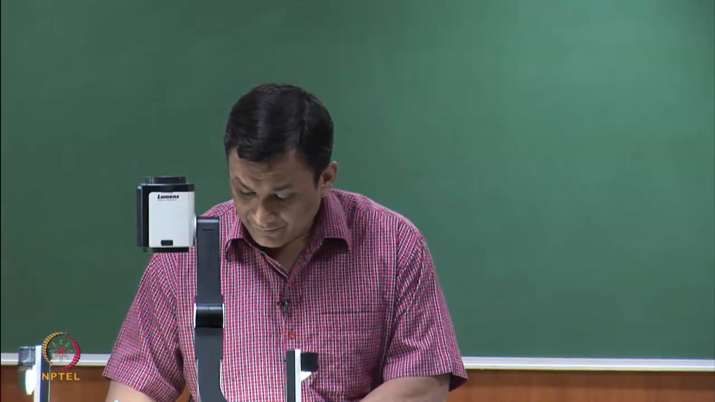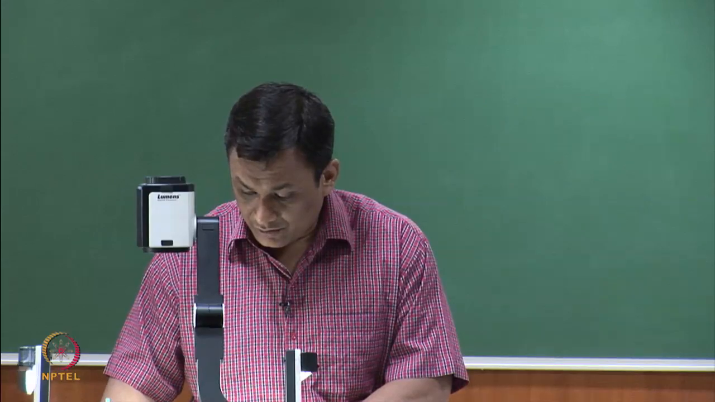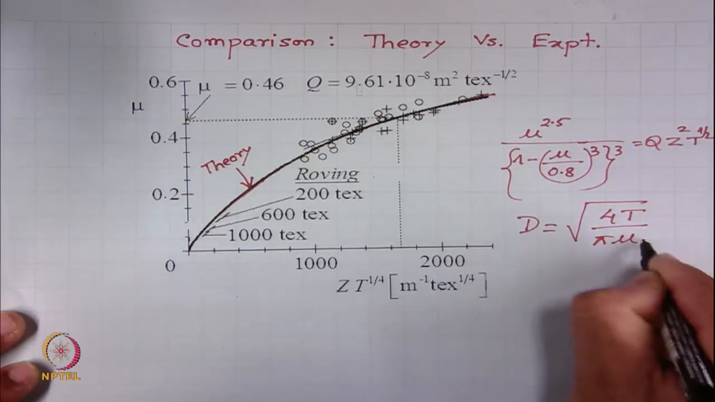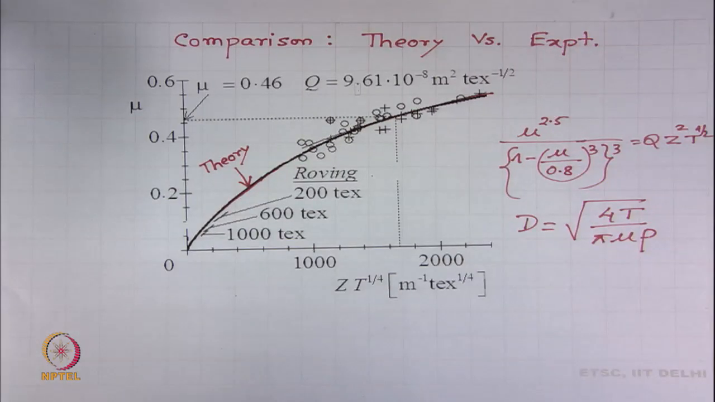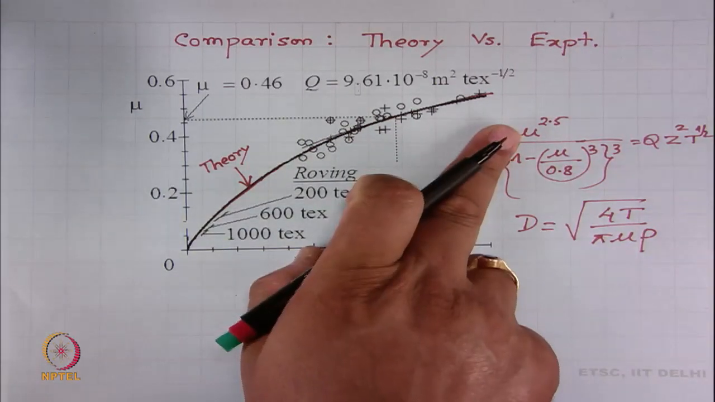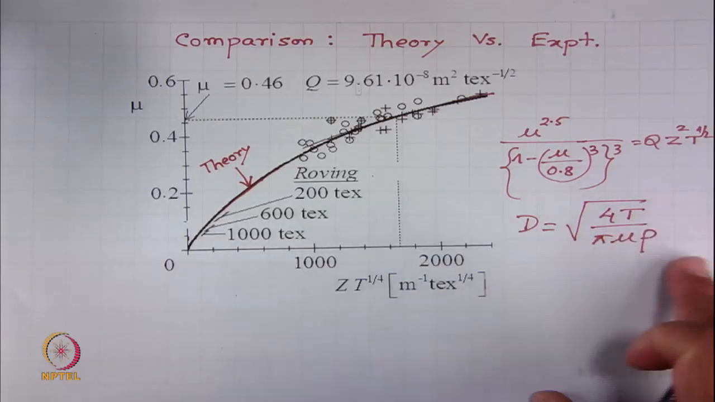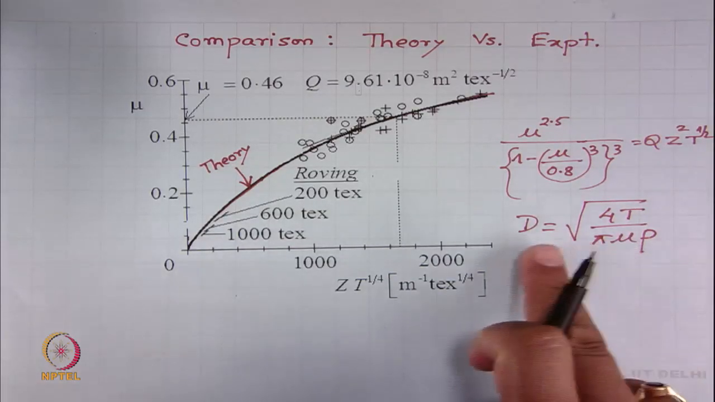Now, diameter is known by this formula, with rho. If we obtain mu, if we substitute mu here, T is already known, fiber density is known, we can find out D.